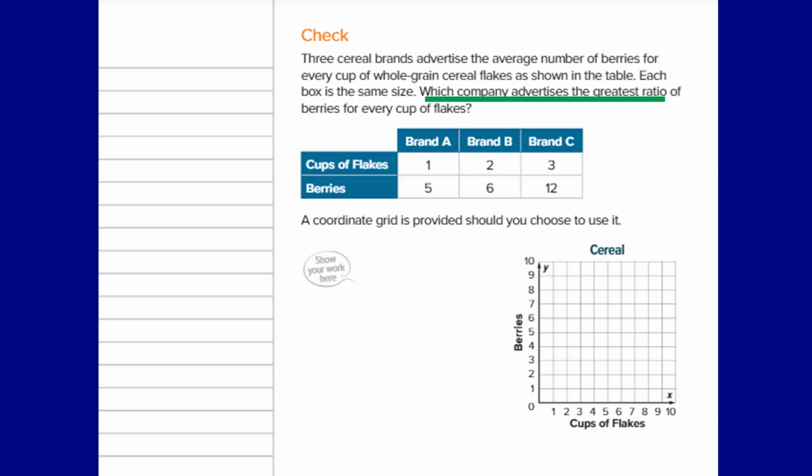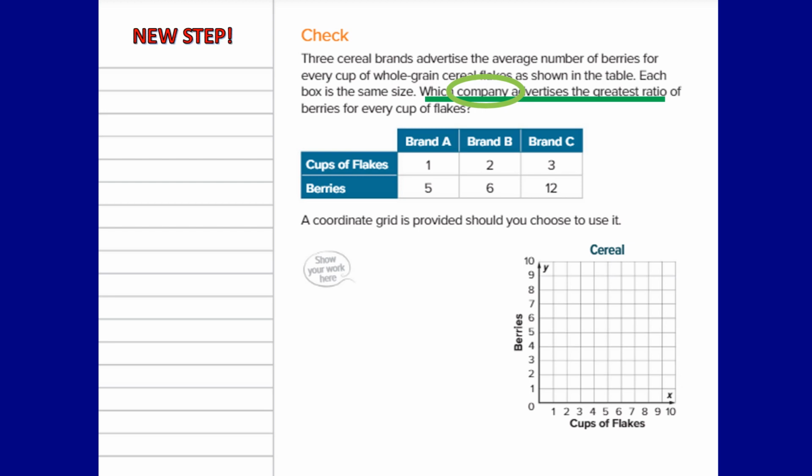So we do have these 3 companies. We have brand A, brand B, brand C, talking about cereal, talking about how many cups of flakes they have, and then how many berries are in those cups. And we need to figure out which company advertises for the greatest ratio. Now, I'm going to show you once again a newer process so we can figure out which company it is.